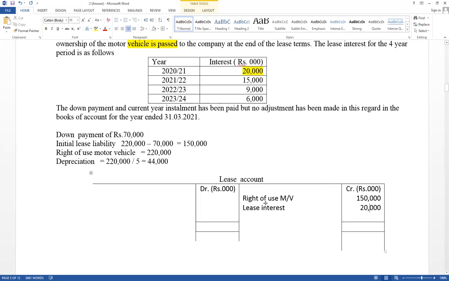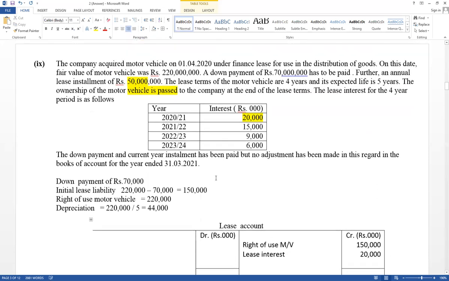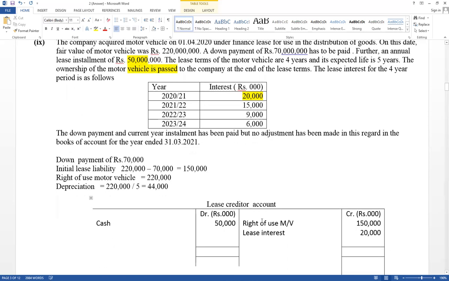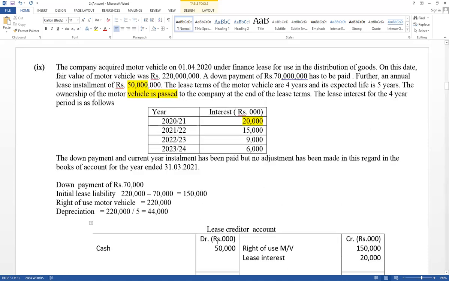Current interest became expense. As well as the current year installment of 50,000 paid in cash: cash account credit, lease creditor debit. This is the lease creditor account. Think about the initial lease liability. The down payment does not affect the lease creditor. Down payment 70,000: cash account credit, motor vehicle account debit.